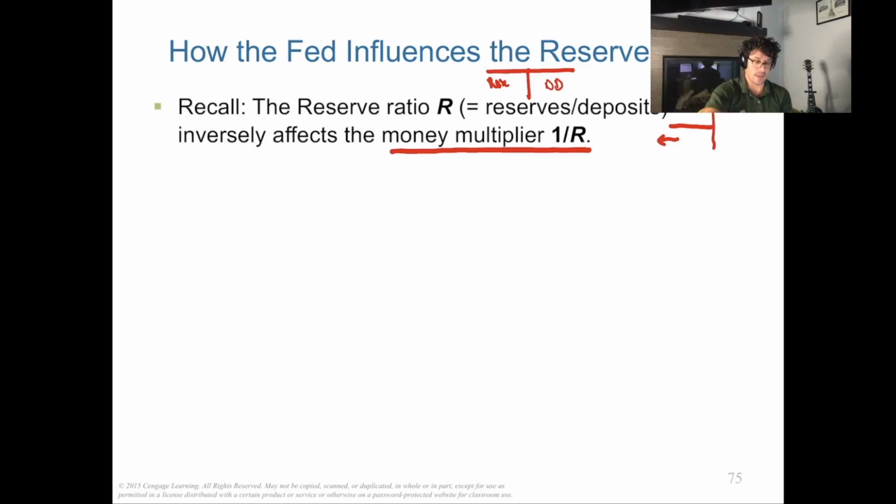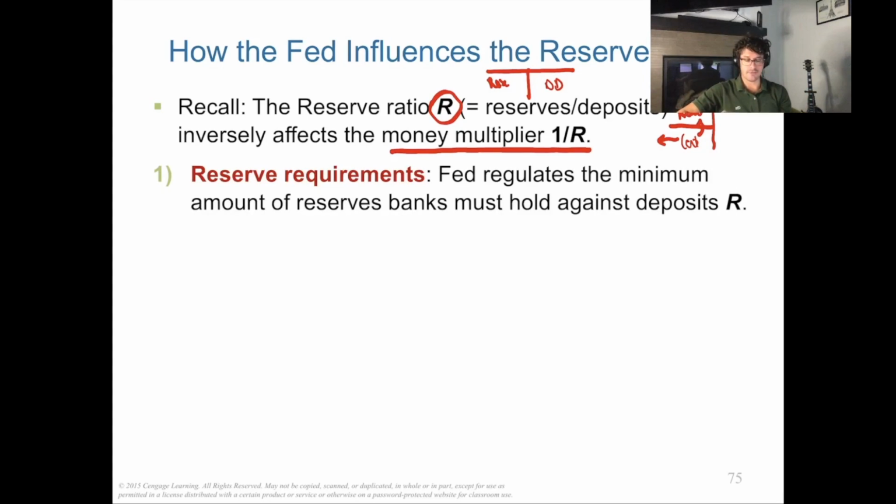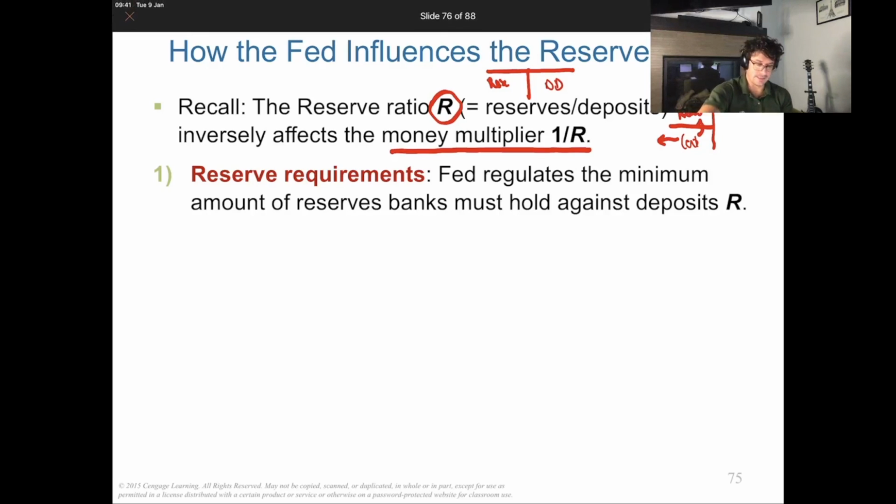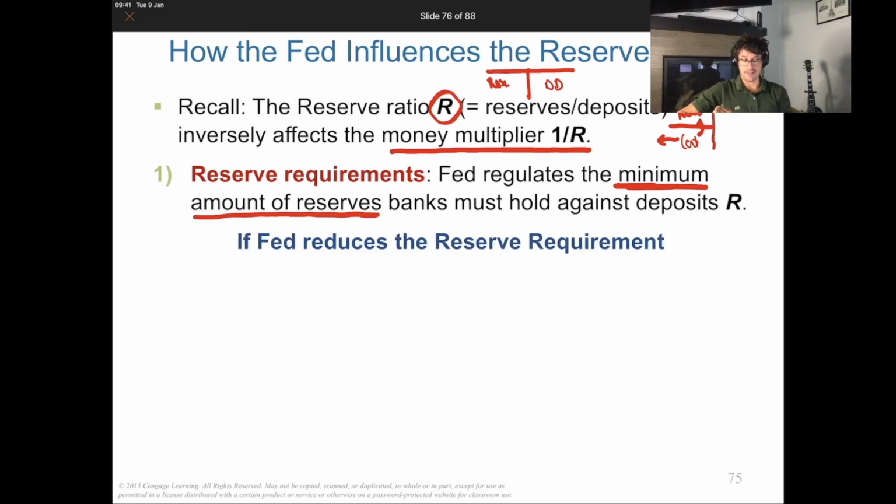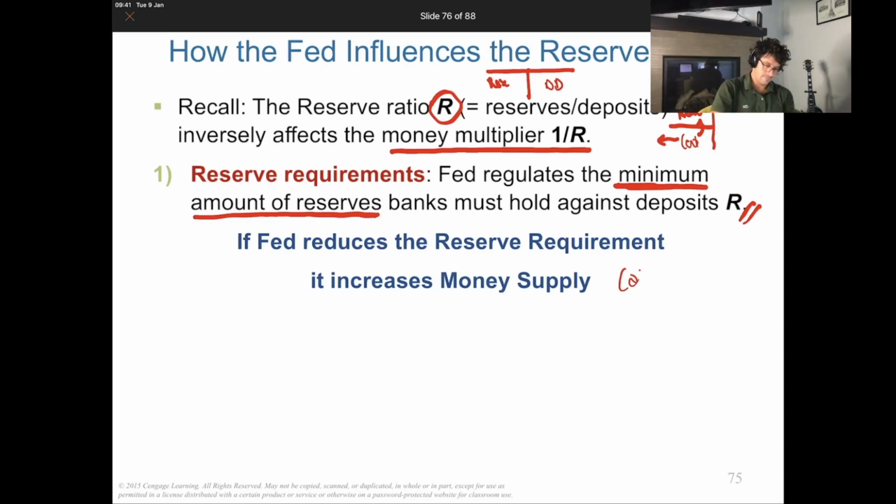And how much banks want to lend depends on how much banks want to put in their reserves. The higher the reserve ratio, the less banks want to lend. Okay, so the reserve requirement: the Federal Reserve decides the minimum amount of reserves that banks must hold against their deposits. If the Fed reduces the reserve requirement, of course, it increases the money supply. It allows banks to lend more.